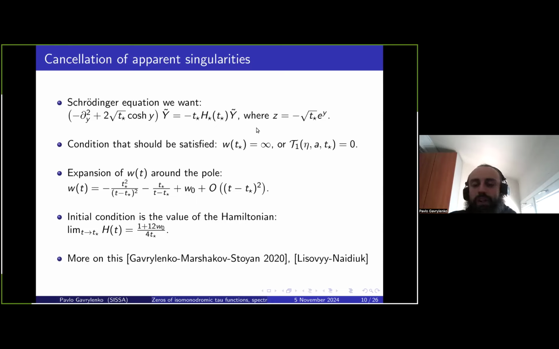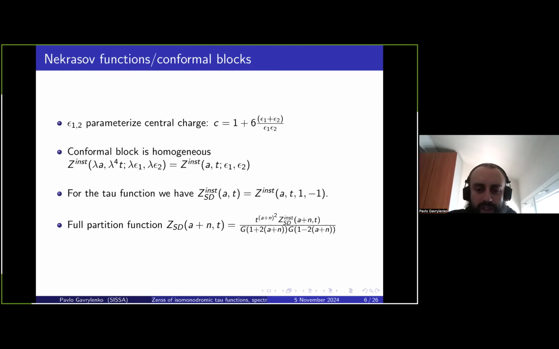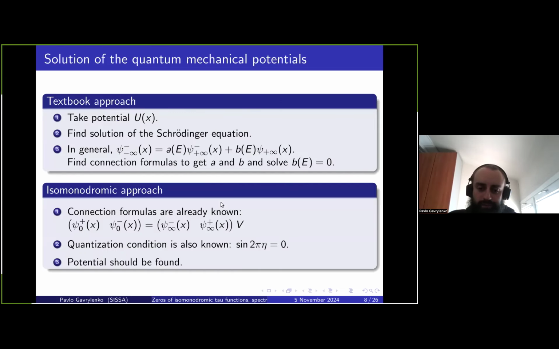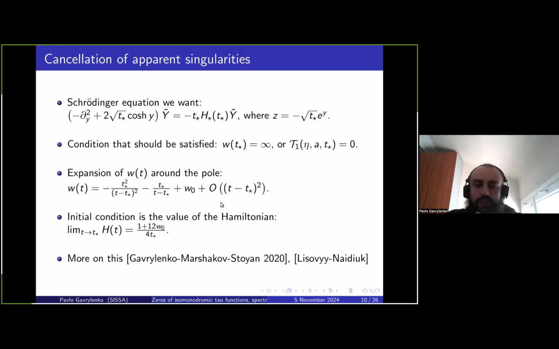So we are interested in the point where W goes to infinity, which means that the second tau function, tau1, which is here in the denominator, this half integer sum, it should vanish. So this point and its vicinity will be the object of our interest.